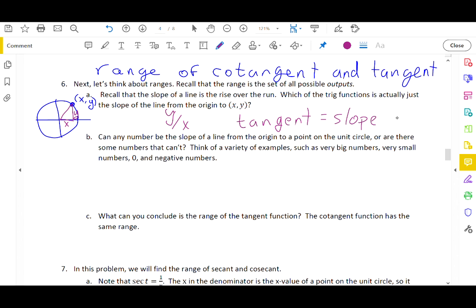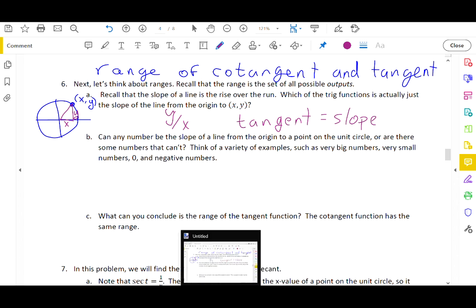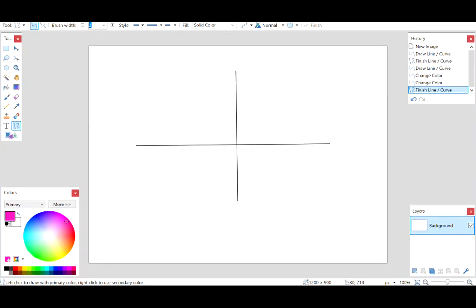So then it asks, can any number be the slope of a line from the origin to a point on the unit circle? Or are there some numbers that can't? So to do this, I am borrowing another program. So let's first just kind of very roughly draw a circle around here. So imagine this is a unit circle. That's not really the important part. So next what I'm going to do is draw lines from the origin to points on the circle.